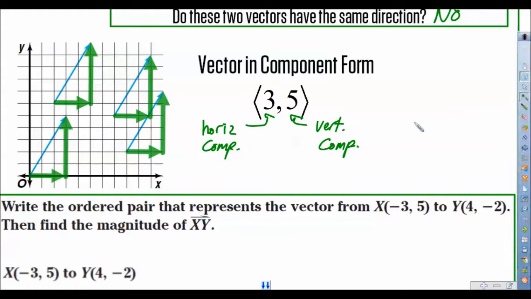Every single one of these vectors goes to the right 3, and goes up 5 to get to its destination. Right 3, up 5, right 3, up 5, and right 3, up 5. Every single one of these. Okay? Now, there are occasions where we could have some negatives in there, and that would, of course, indicate that if there was a negative here, we'd be going to the left. If there was a negative here, that would mean we'd be going down. When it comes to vectors in component form, that becomes very, very important to pay attention to.